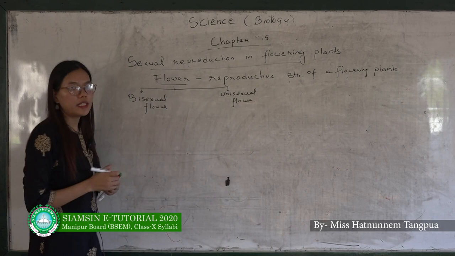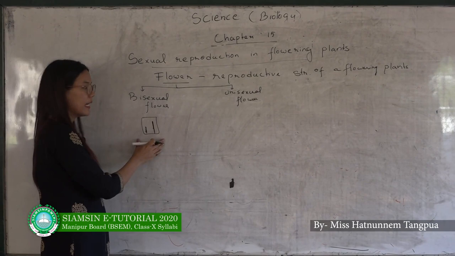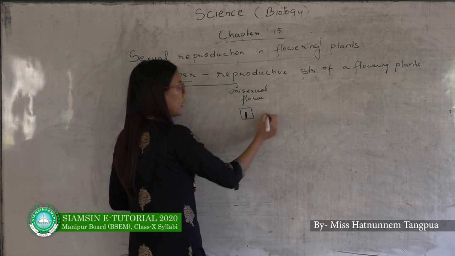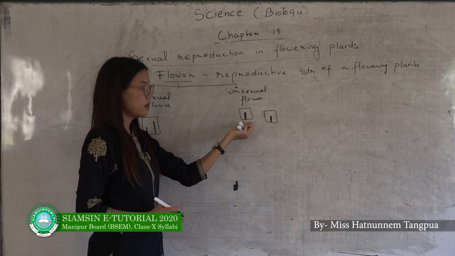A bisexual flower is a flower that has both male reproductive organs and female reproductive organs. A unisexual flower is a flower that has only male reproductive organs or only female reproductive organs. Such flowers which contain only male reproductive organs or only female reproductive organs are called unisexual flowers.